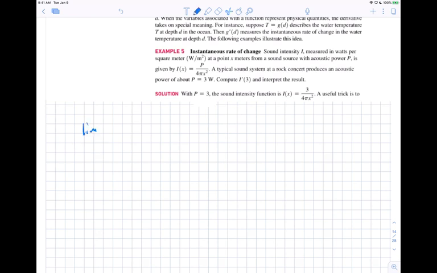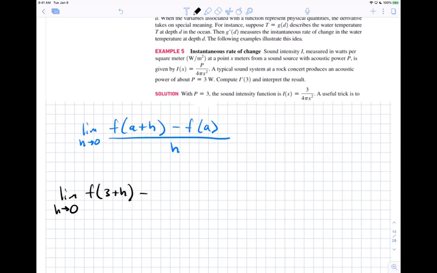So we're going to say the limit as h tends to 0 of f of a plus h minus f of a, all over h, right? Okay, so in our example, this is going to be the limit as h tends to 0 of, our a in this case is 3, so f of 3 plus h minus f of 3 over h, okay?